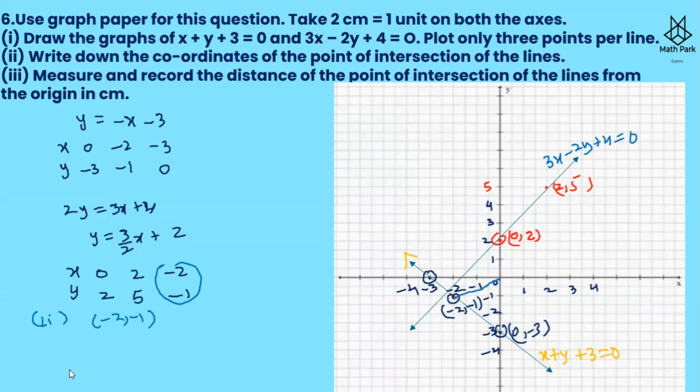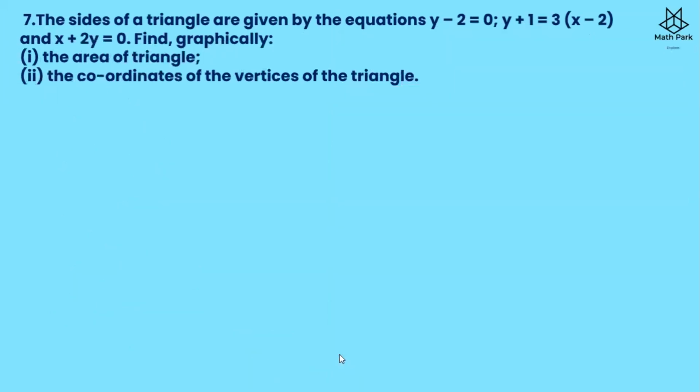We know that the distance from the origin is root of x square plus y square. So wherein x is -2. So it is -2 square plus -1 square, which we get as root of 4 plus 1, which is 5. So root of 5, which is approximately 2.2 units, 2.2 centimeter. Got it? So we have done with question number 6. Moving to question number 7.